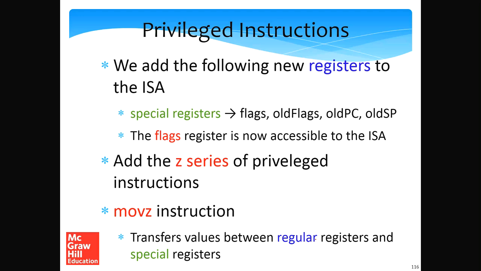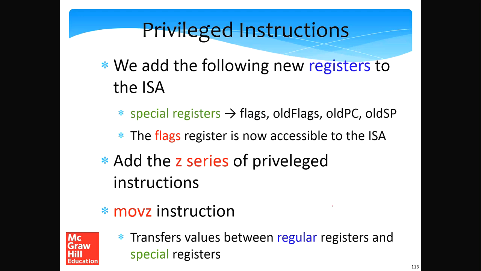Along with privileged registers, we add some privileged instructions. We will add the following new registers to the ISA. In the ISA, we will also expose the flags register that we have over here to the ISA.